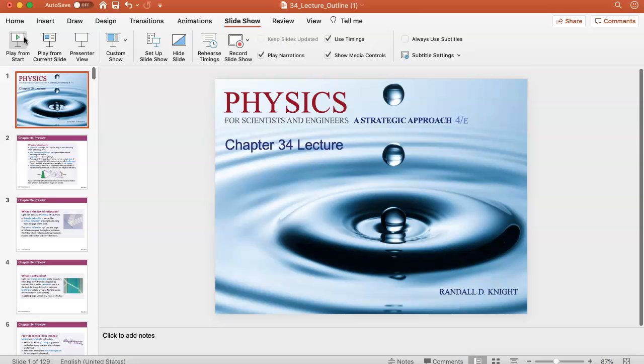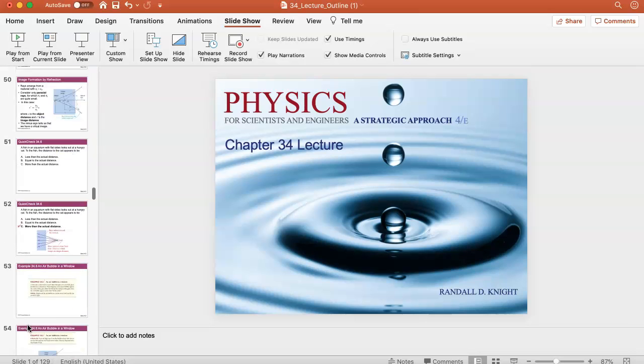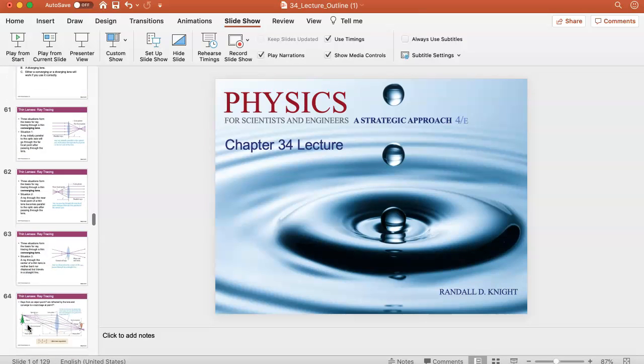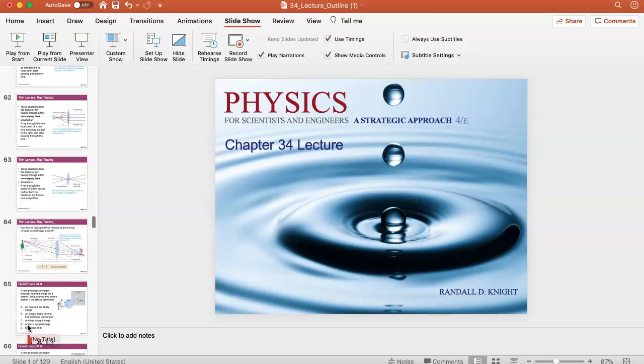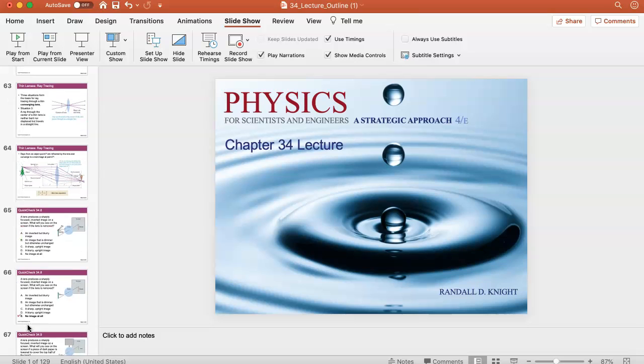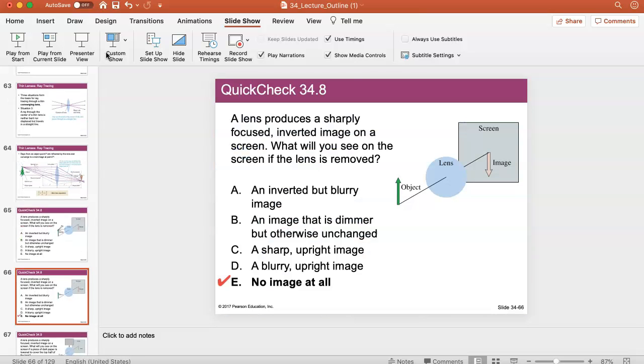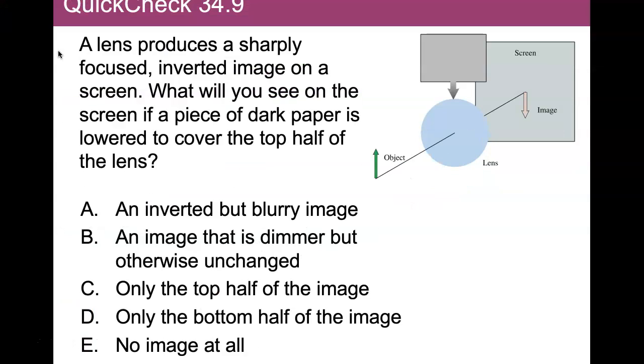So yeah, the lens is quite important in focusing the rays that move in all different directions but come from one point. It focuses all of them on one point. Okay, here's another question. Again, pause the video, try to find the answer. So again, we have this lens, it forms an image. What will you see on the screen if a piece of dark paper is lowered to cover the top half of the lens? So what happens?